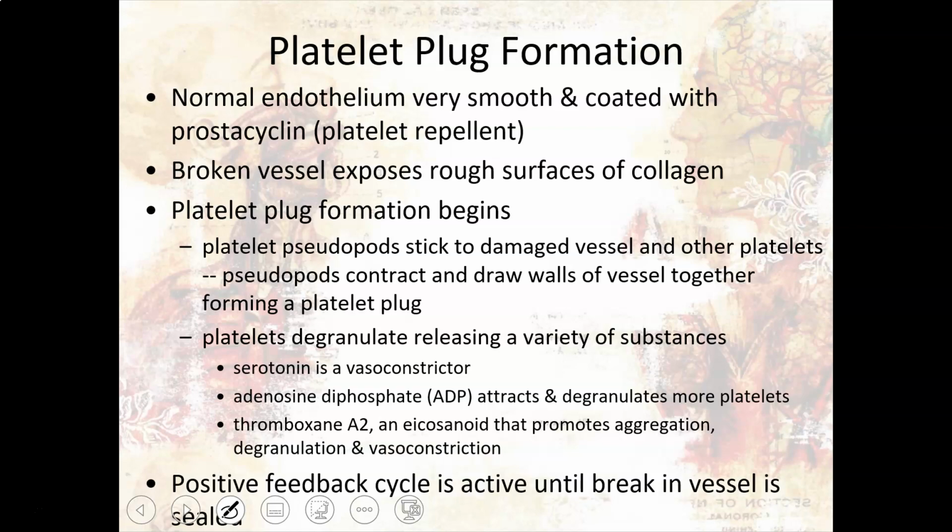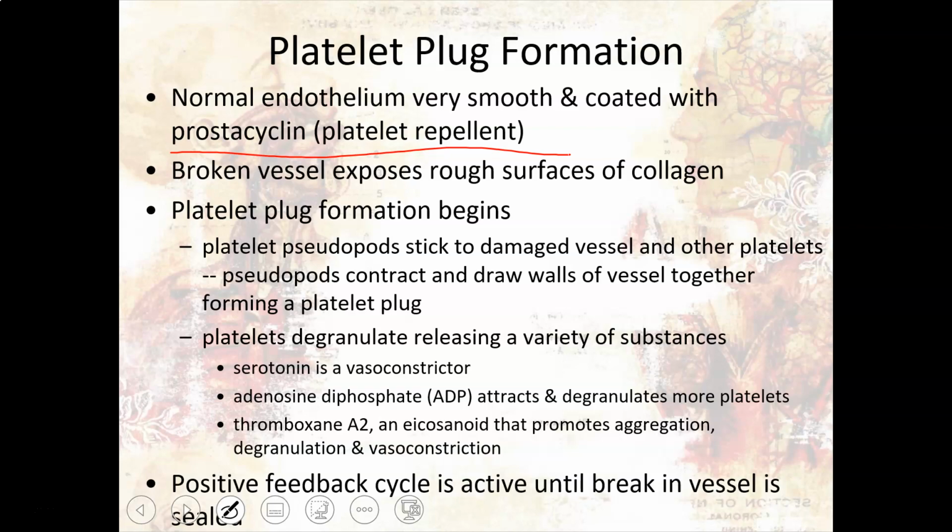Now, normally the inside of your blood vessels is super smooth. It's coated with prostacyclin. Prostacyclin is one of those icosanoids, and it's like blood vessel Teflon, so that nothing sticks to the inside of your blood vessels. But when the blood vessel is broken, it exposes collagen fibers. If you take a piece of paper and you tear it, and you look at the edge of that rip, you'll see little bitty fibers sticking out of the paper. Much the same as you would in a blood vessel. You tear that blood vessel, you'll see little bitty collagen fibers sticking out, and it's rough. And those platelets stick to the collagen fibers.